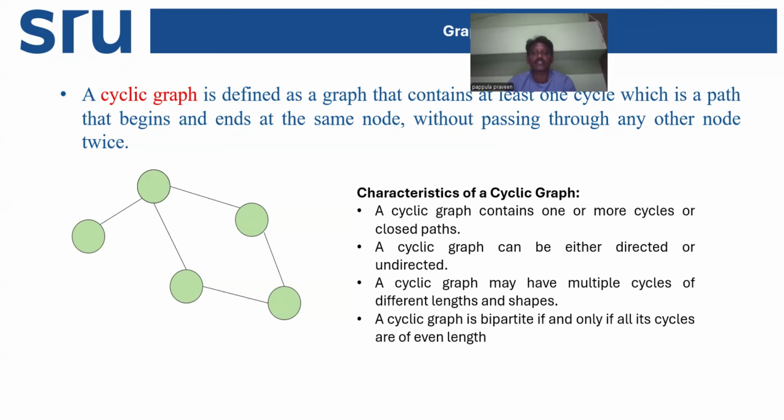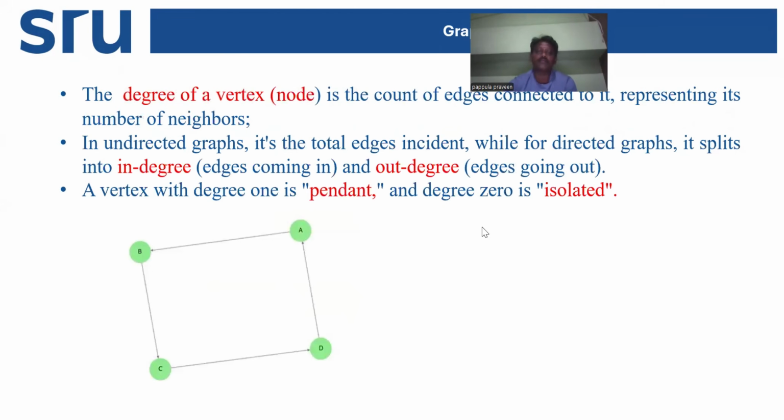Characteristics of a cyclic graph: a cyclic graph contains one or more cycles or closed paths. A cyclic graph can be either directed or undirected. A cyclic graph may have multiple cycles of different lengths and different shapes. A cyclic graph is bipartite if and only if all its cycles are of even length.